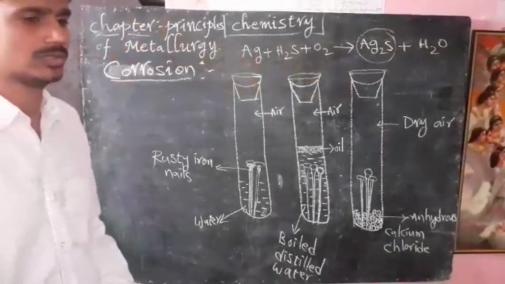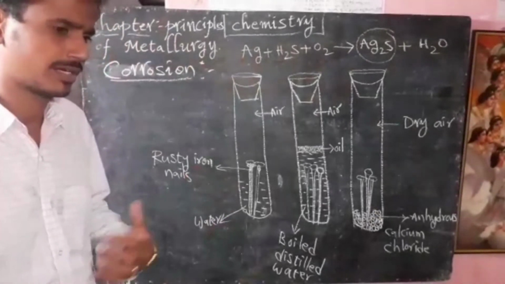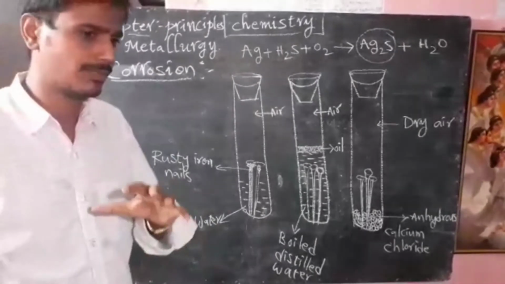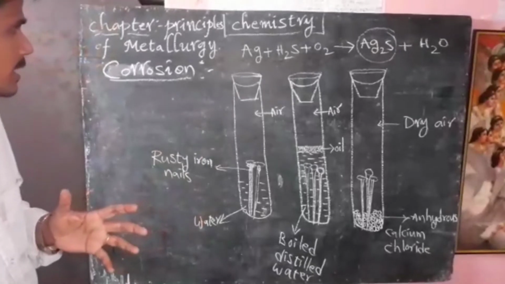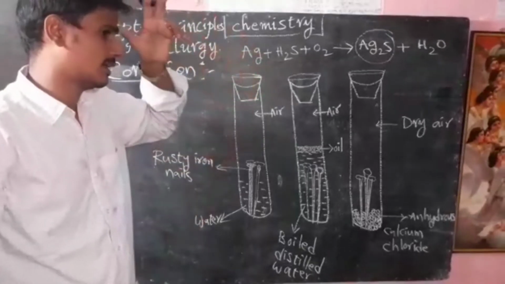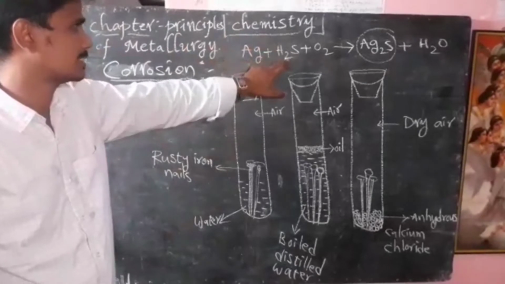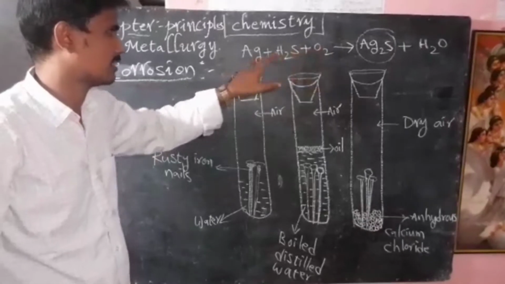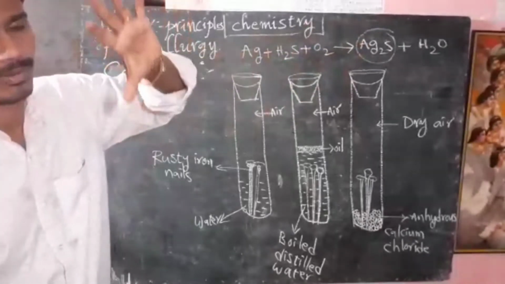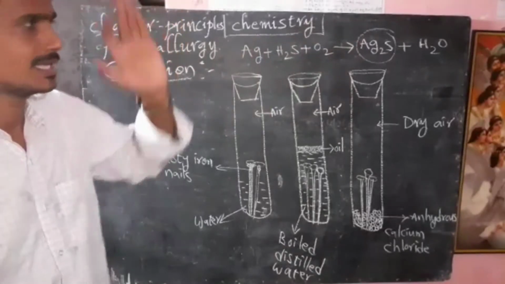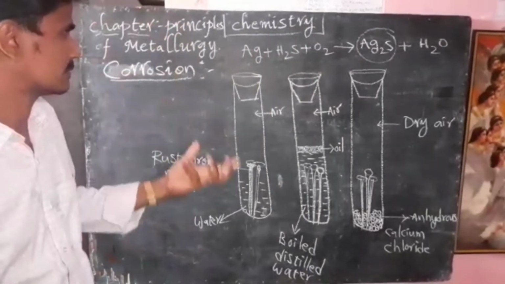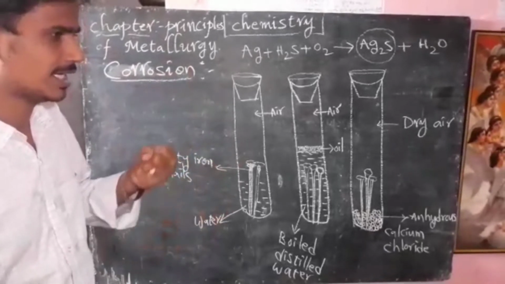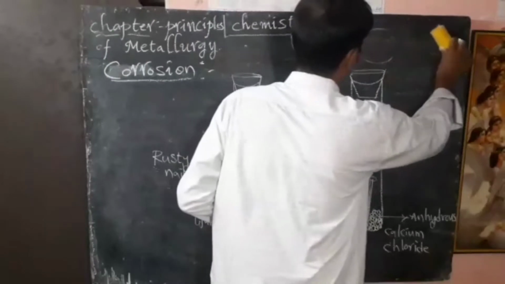So when we use silver ornaments, after some time, 6 months or 1 year, what will happen? We can see a black coating on them. So what is the reason? Because the hydrogen sulfide gas present in the air and oxygen react with this silver and form a black material on the surface of the silver metal. So we can see how the metal is reacting and how it is changing its color. In the same way, copper.